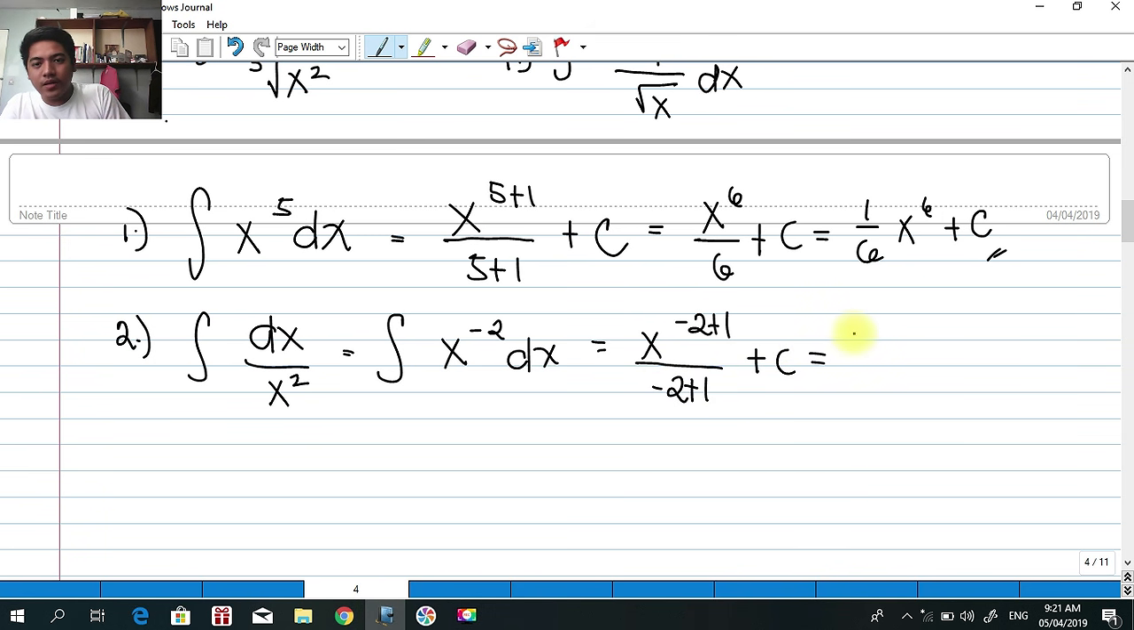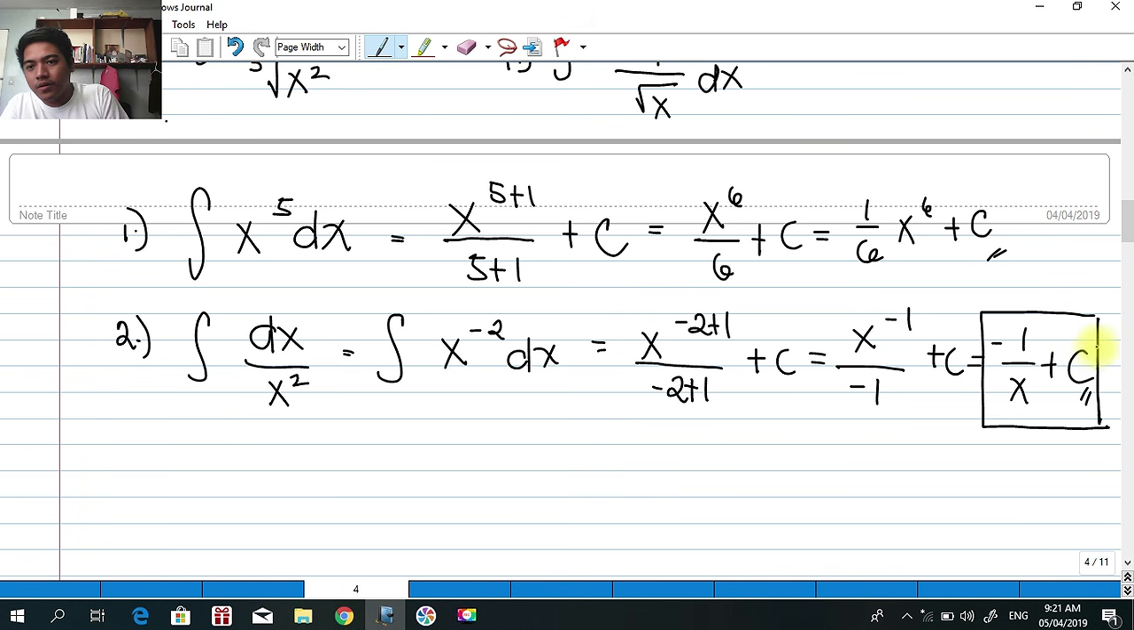Hence, we can simplify this. x raised to negative 1 over negative 2 plus 1 is negative 1, plus c. And we can rewrite it as negative 1 over x plus c. So, that should be our answer. Likewise, for number 1, this should be our answer.